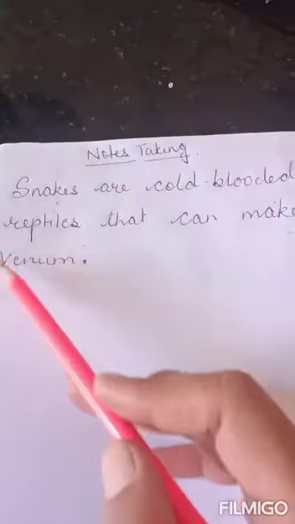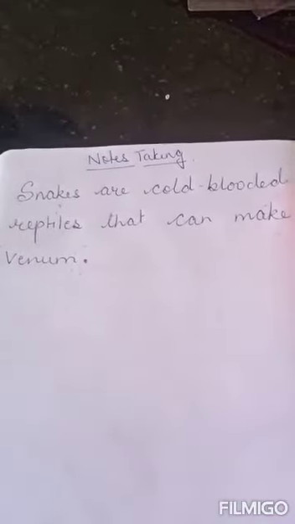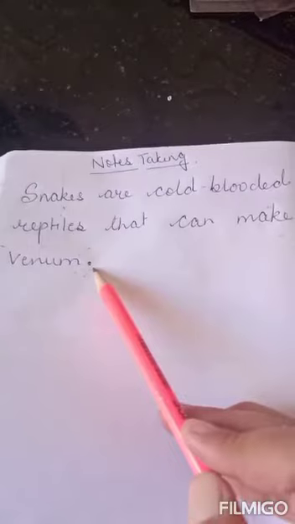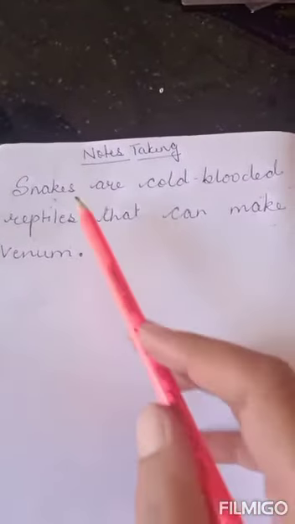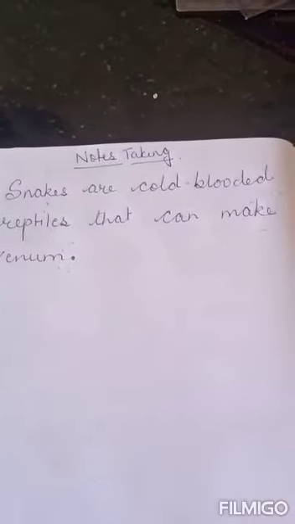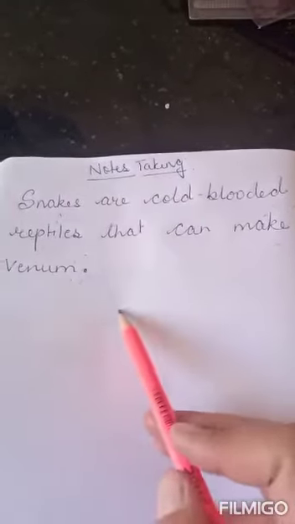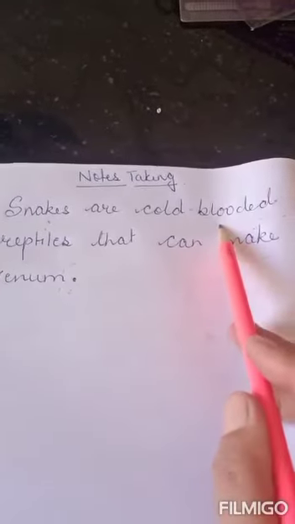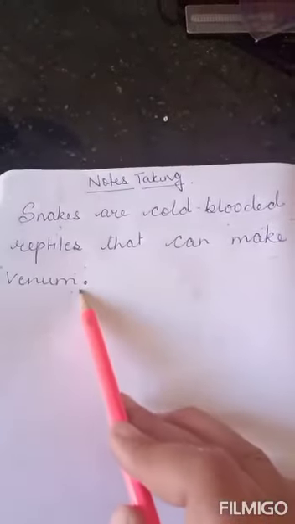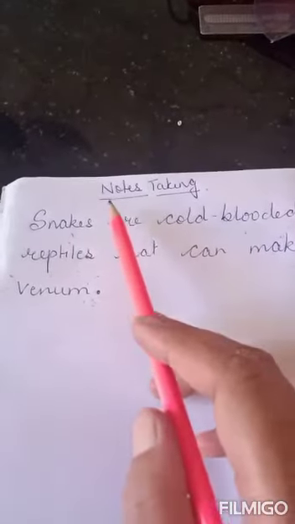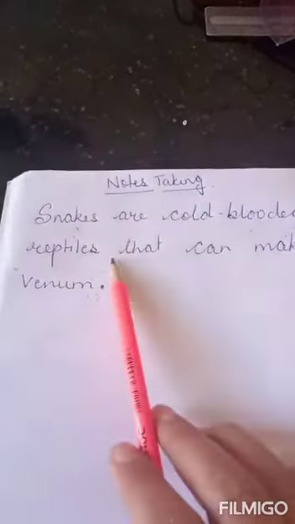Do you think this is information? Is this sentence informative? Do you get information with this? Yes, this is information, right? Snakes are cold-blooded animals or reptiles that can make venom. So we are getting information about snakes, that they are cold-blooded, they are reptiles and they make venom. Okay, this is an informative sentence.